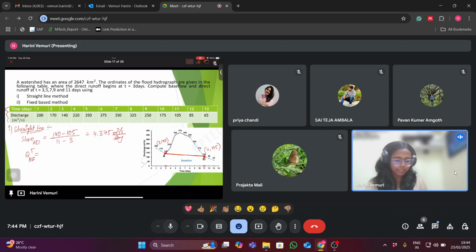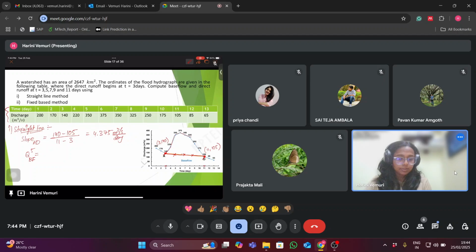Now we will calculate at each time step. We are trying to calculate what will be the base flow value. Since A and D are joined by a straight line and we know the slope, we can calculate the ordinate values at different time periods, supposing the line follows y equals mx plus c.